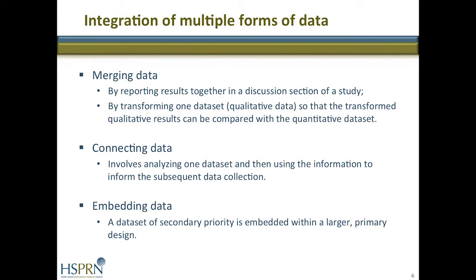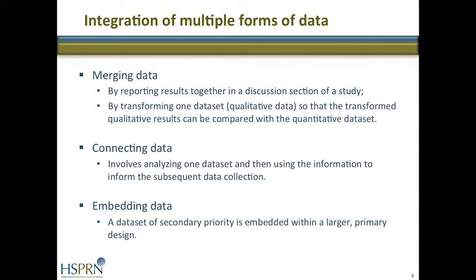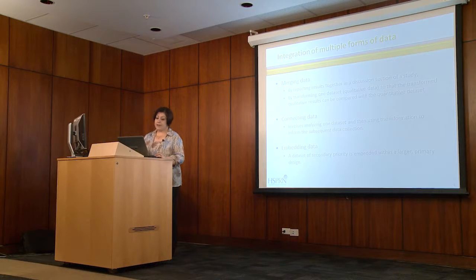The integration of multiple forms of data can be done through merging data by reporting results together in a discussion section of a study, or by transforming one data set, for example qualitative data, so that the transformed qualitative results can be compared with the quantitative data set, or through connecting data that involves analyzing one data set and then using the information to inform the subsequent data collection, or embedding data when a data set of a secondary priority is embedded within a larger primary design.